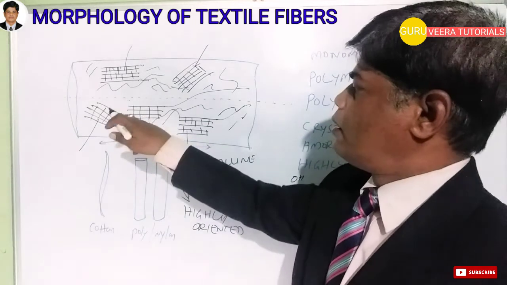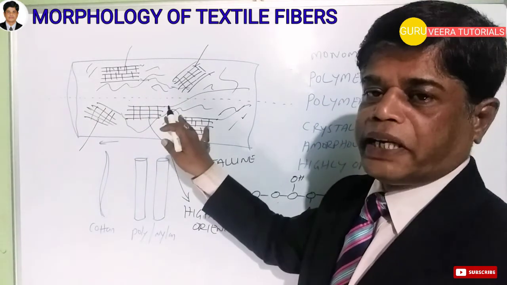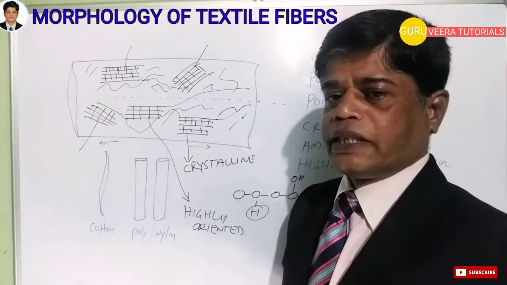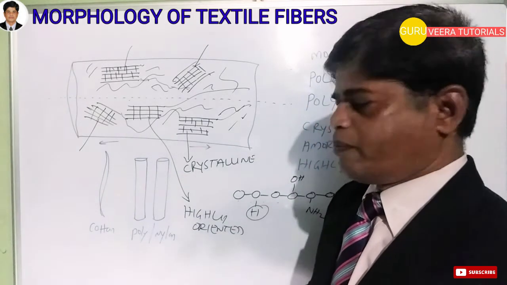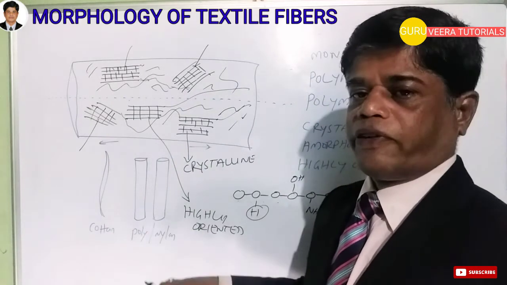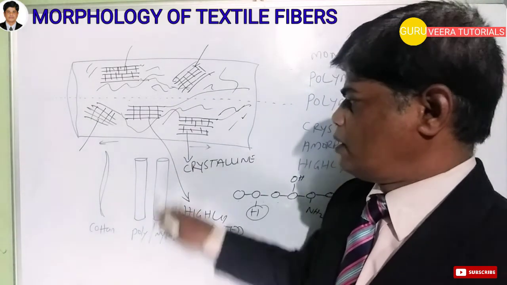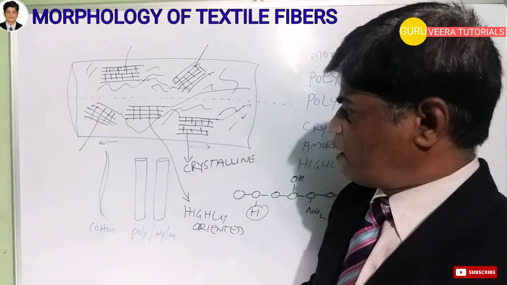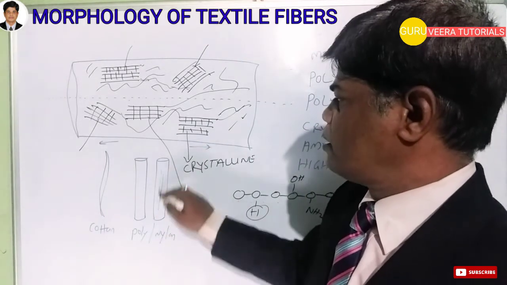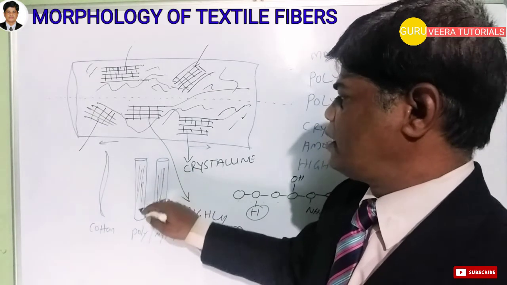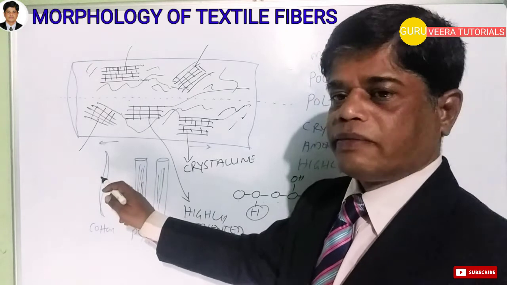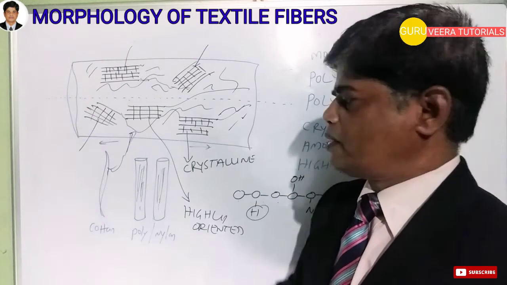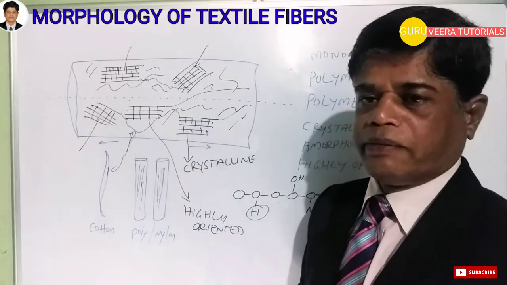Now come back. See, this is natural fibers. Why is the cotton fiber shape flattened? Why is the shape of the polyester and nylon fiber cylindrical, a perfect shape? In this case, all polymers are parallel to the axis of the fibers. That is man-made. But in case of cotton, this is the position. Understood? What is the difference between natural fibers and man-made fibers?